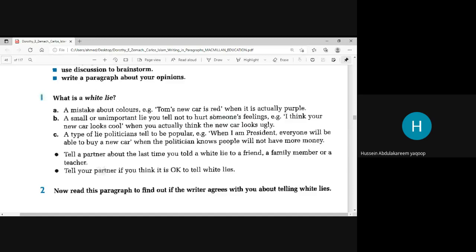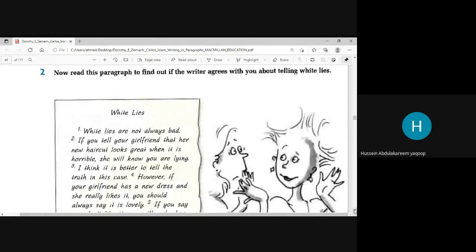Why? Because the purpose behind these lies is not to hurt somebody else's feelings. For example, I think your new car looks cool, when you actually think that the new car looks ugly. So the speaker, the writer, uses cool here to describe the car that his friend bought, and he avoided using ugly because the word ugly may offend, may hurt his or her feelings. So this is exactly the definition of white lies.